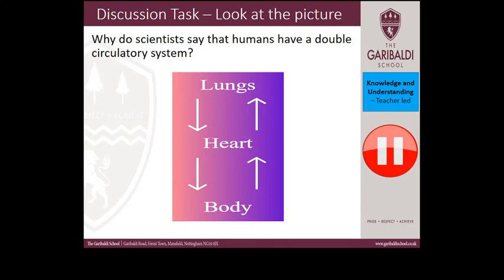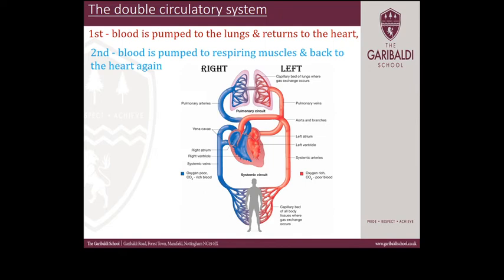Okay, so I'm hoping that you have looked at this picture and you've gone, okay, so there is a double circuit, so it must be double circulatory, and the reason is, first of all, blood is pumped to the lungs and returns to the heart. Then blood is pumped to respiring muscles and back to the heart again.